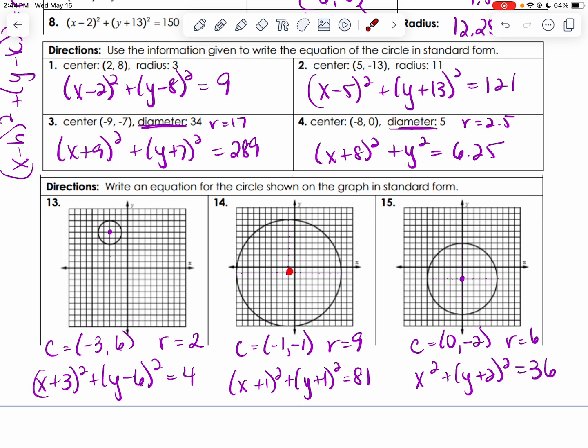For number 14, here is my center. My center is at -1, -1, and the radius is 9. So here's my equation. x plus 1 squared plus y plus 1 squared equals 81. And then for number 15, the center is right here. It's at 0, -2. I know the x value has to be a 0 because it doesn't move right or left. We just went down 2. So my center is at 0, -2. My radius is 6. So my equation is going to be x squared plus y plus 2 squared equals 36. We square that radius.